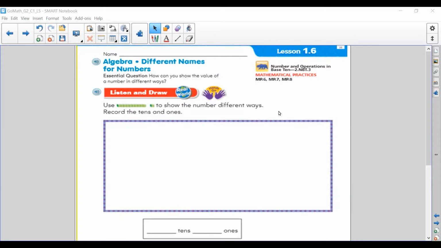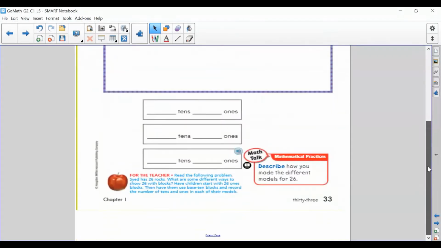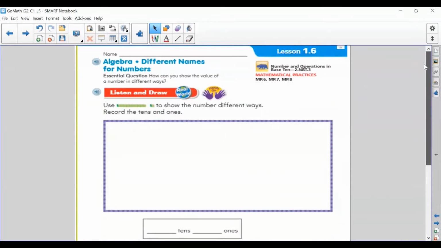Today we're on lesson 1.6. And if you want to follow along in your math book, it is page 33. So today we're doing algebra, different names for numbers. Our essential question is, how can you show the value of a number in different ways? So let's watch Jessie Bear introduce this lesson.